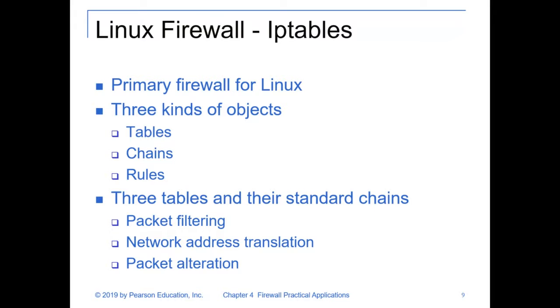Now, the three tables in their standard chains are packet filtering, network address translation, and packet alteration. So packet filtering, this is the output chain processes outgoing traffic, so it's data that's sent from the machine. Also, if your firewall is acting as a router, then only the forward chain applies to the routed packets.